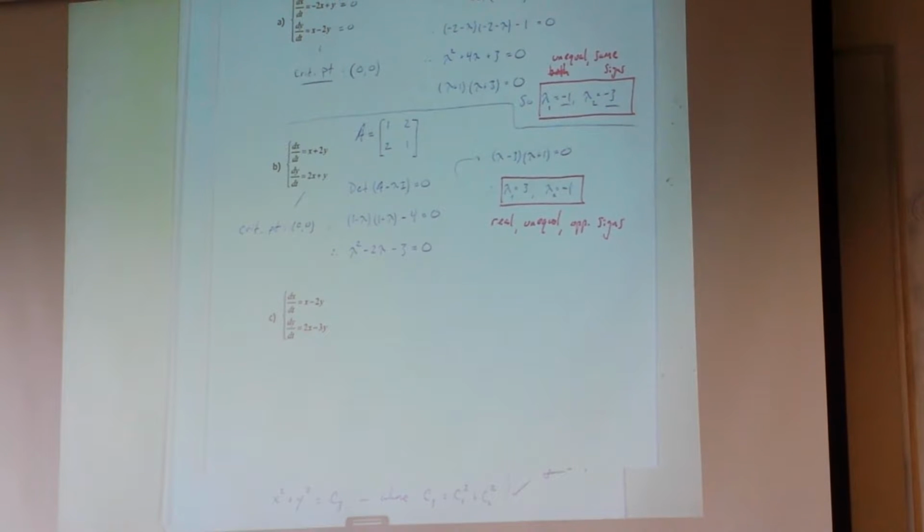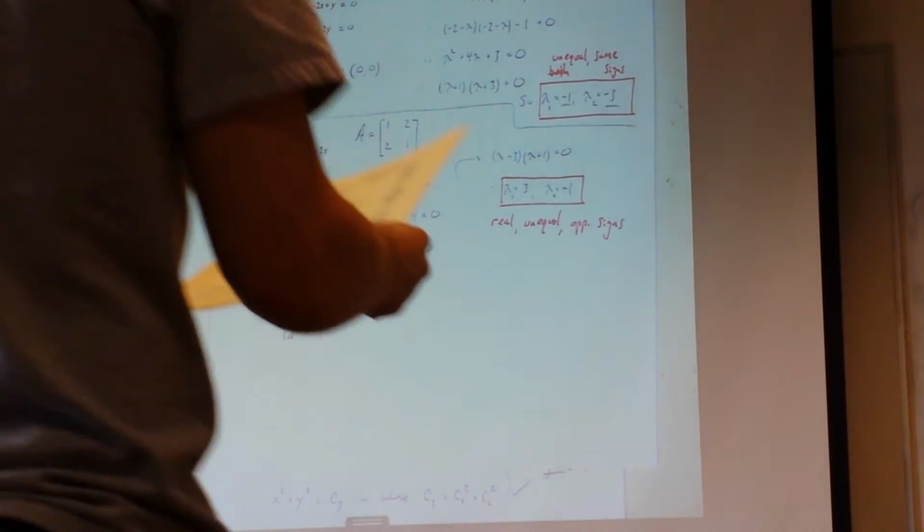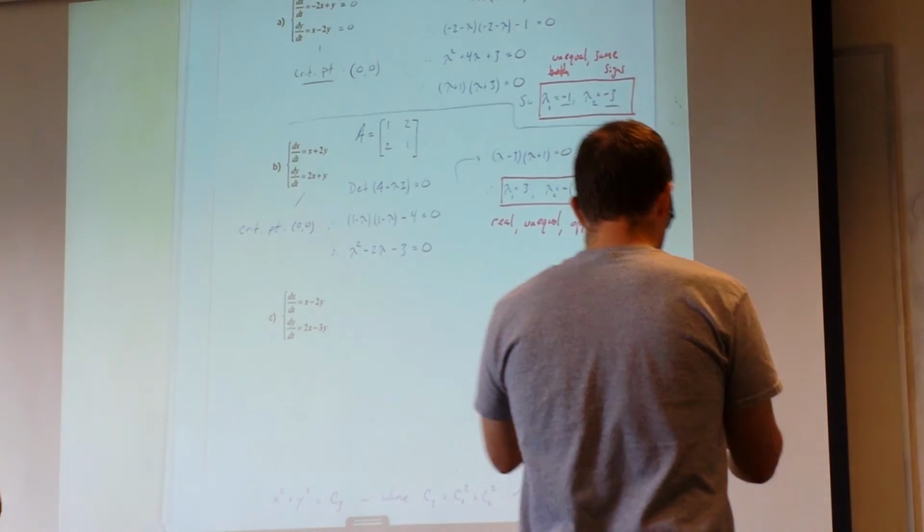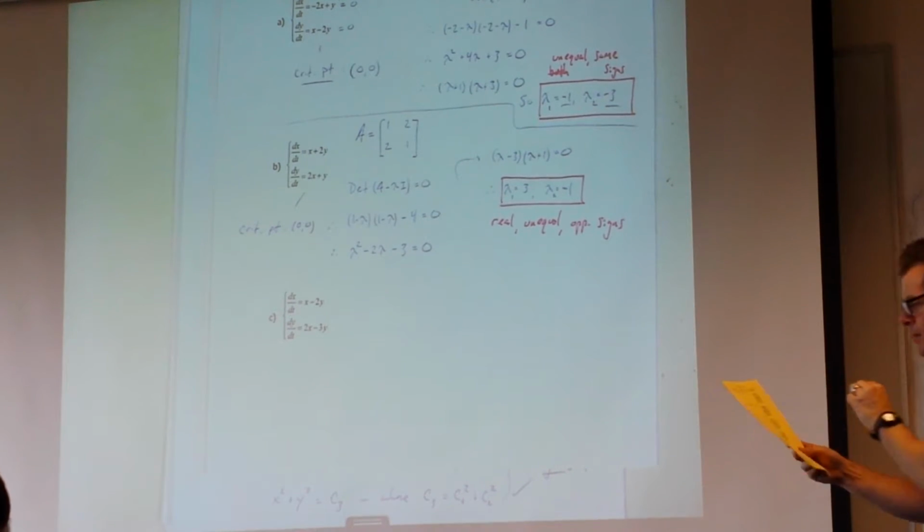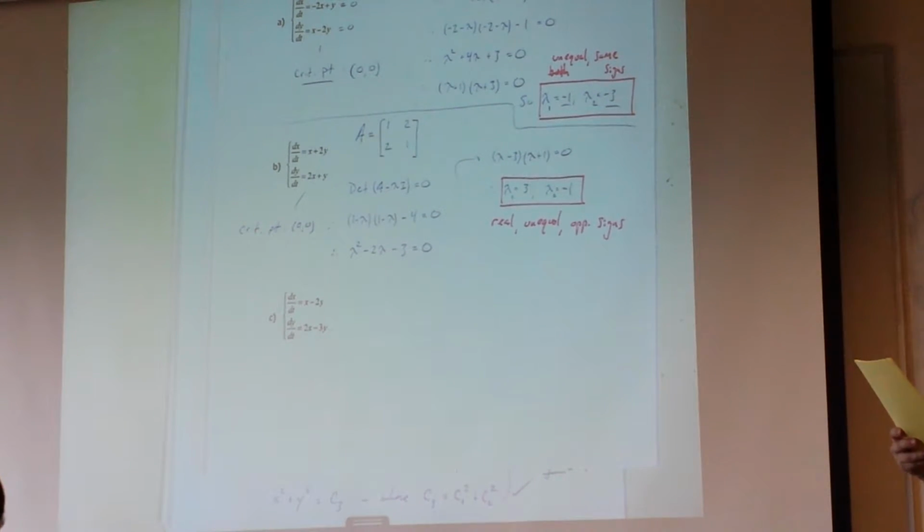So real and equal. Look at the third one down. Proper or improper node. Real and equal. If they're both negative, then it's going to be stable.